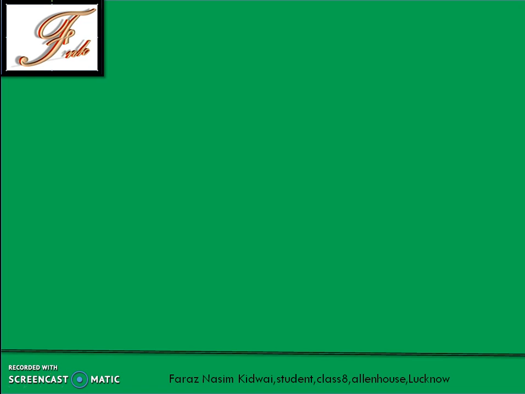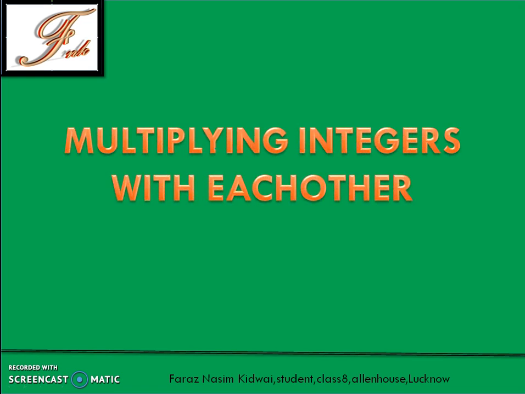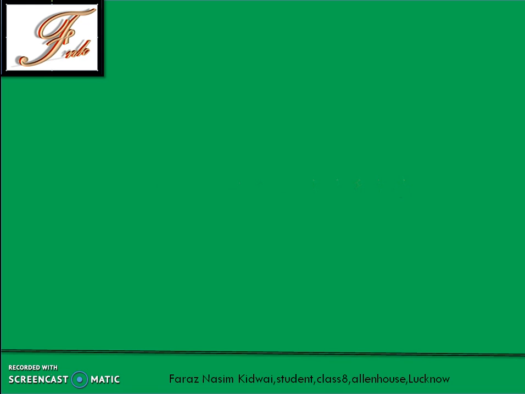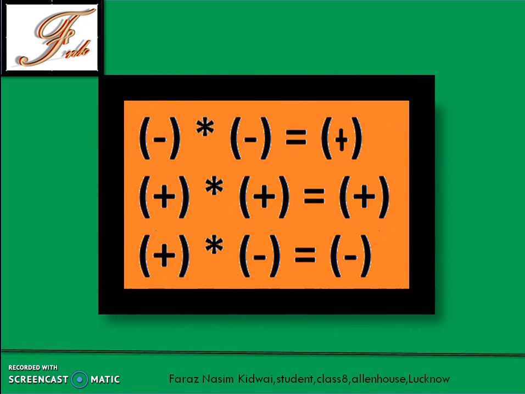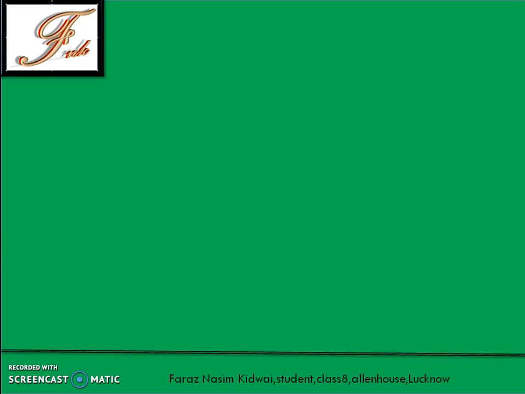Now let us move on to multiplication of integers. This thing is quite simple. Look at this table. When you are supposed to multiply a negative integer with another negative integer, you will put a positive sign. And when you are supposed to multiply a positive integer with another positive integer, you will put a positive sign. And when you are supposed to multiply a positive integer with a negative integer, you will put a negative sign. So you understood it? I will give you an example.